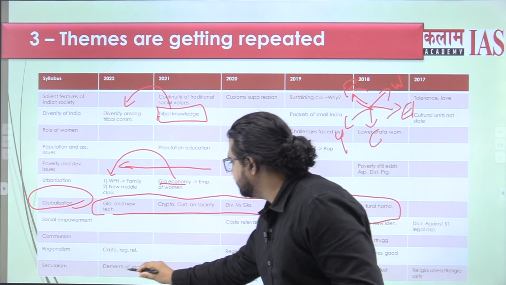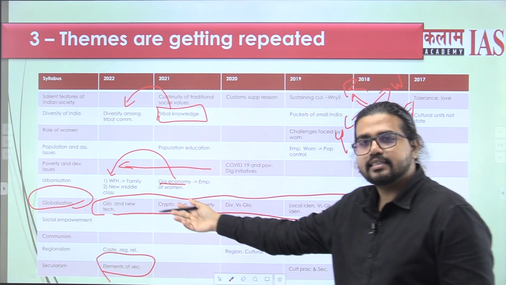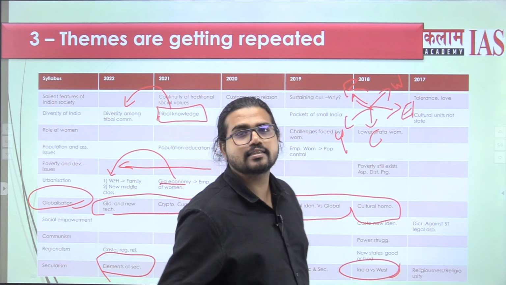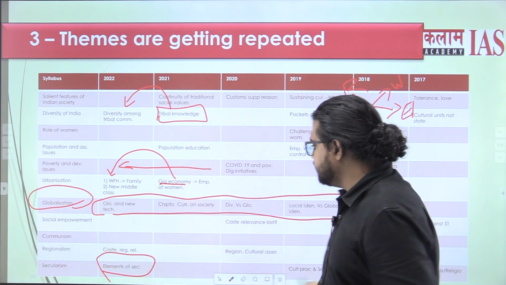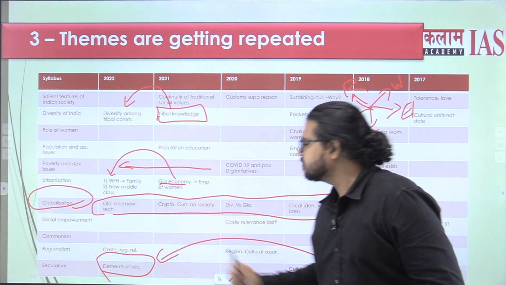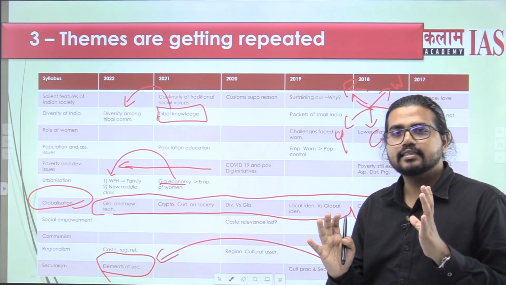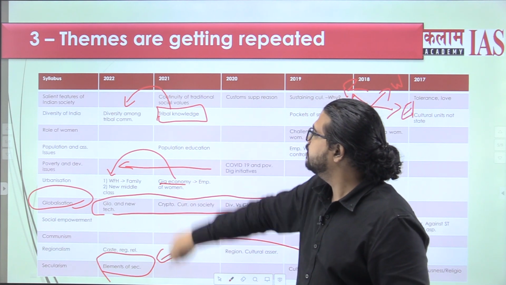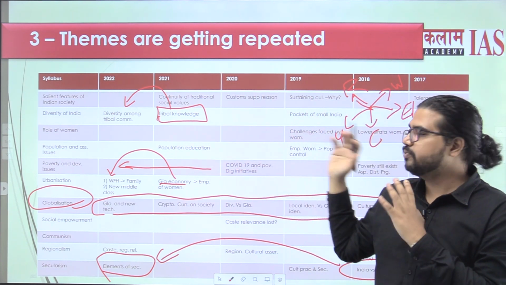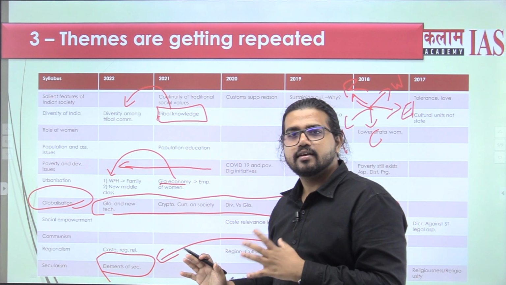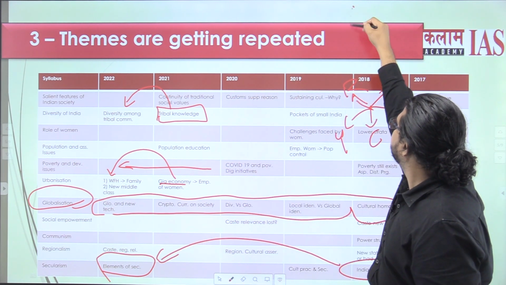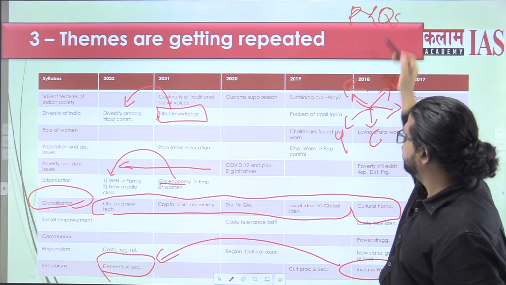Let's move ahead. You can see the elements of secularism were asked this year. There was a question in 2018 on India versus West, secularism ideas. So a very similar question came here. So what I am saying is, you need to optimize your preparation by analyzing the previous years. This is a very, very important step. Let's move ahead. This is the third takeaway. Never forget the PYQs, the importance of PYQs.